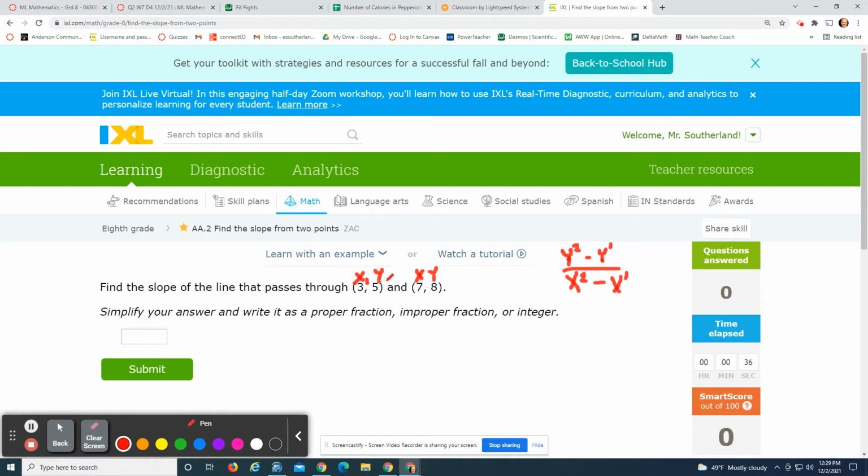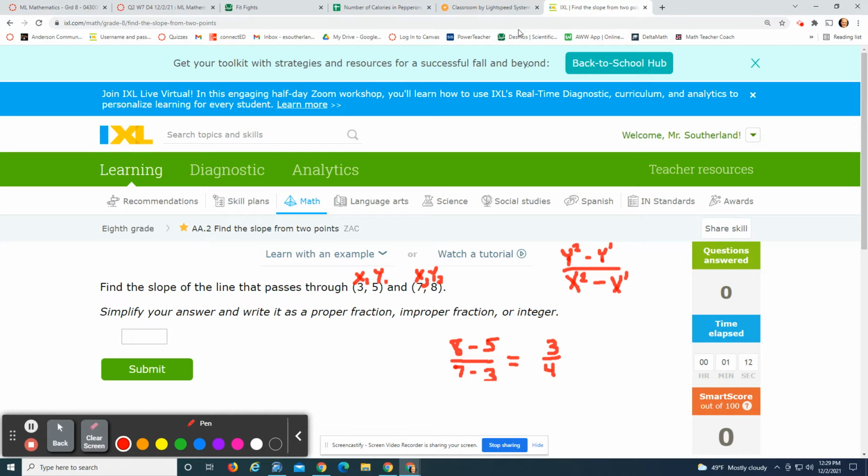And I always just go 1, 1, 2, 2, so that I can plug it into the formula. Y2 would be 8 minus y1 would be 5, x2 would be 7, x1 would be 3. And so you can absolutely do this in your head if you want. 8 minus 5 is 3. 7 minus 3 is 4.